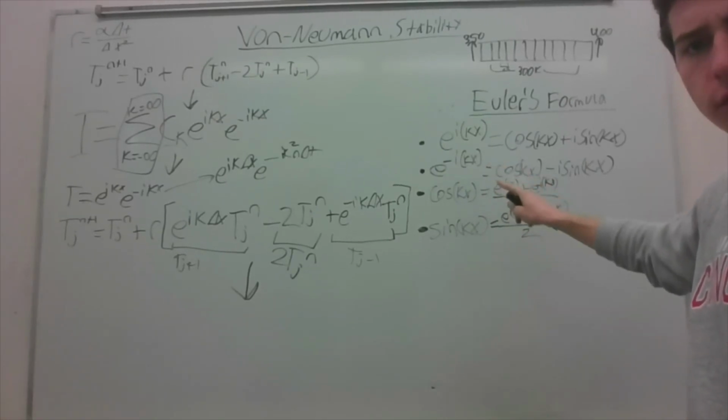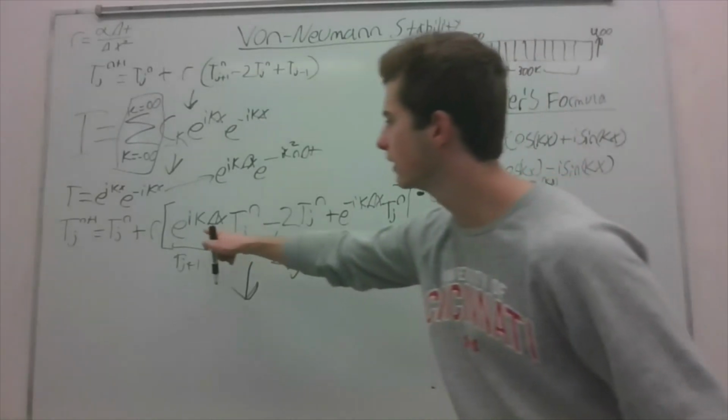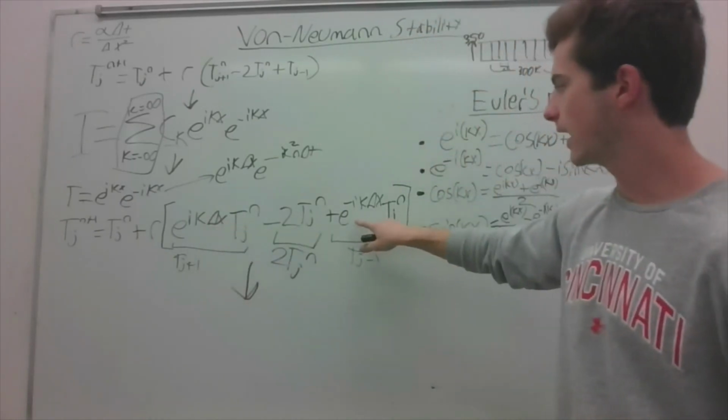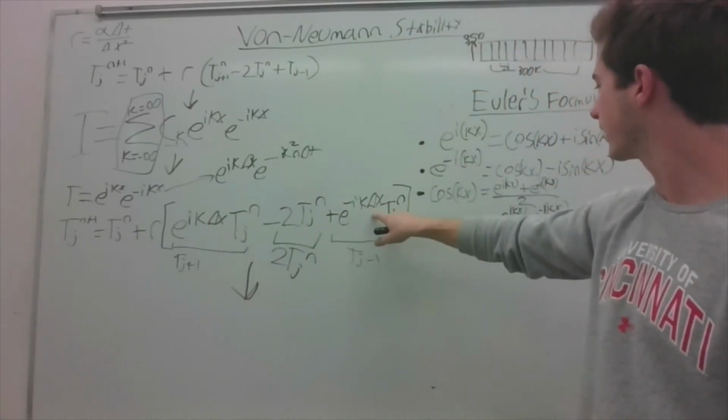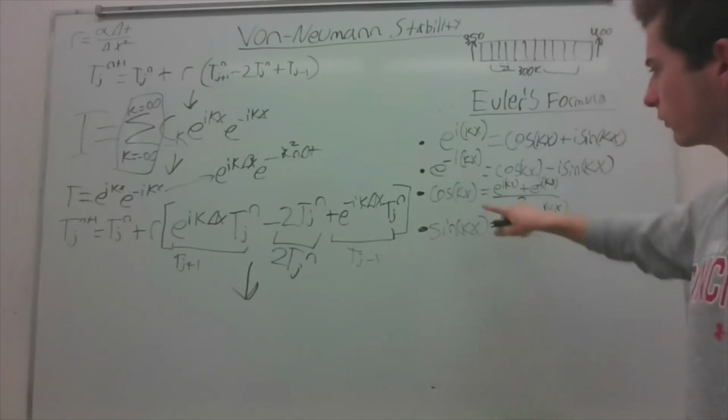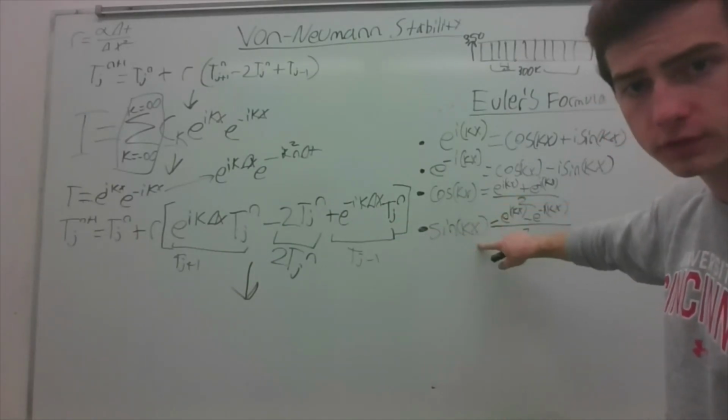which variable do you think we can translate the e to the i k delta x and the e to the negative i k delta x into? What do y'all think? What can we use? Should we use cosine or sine?